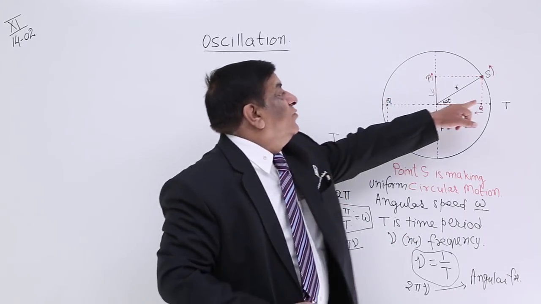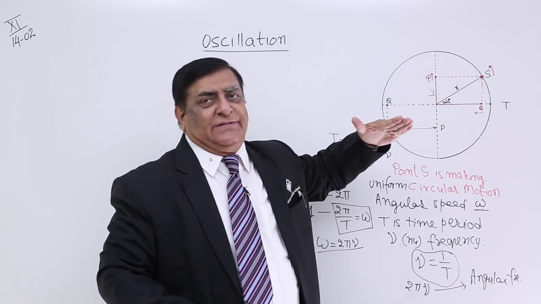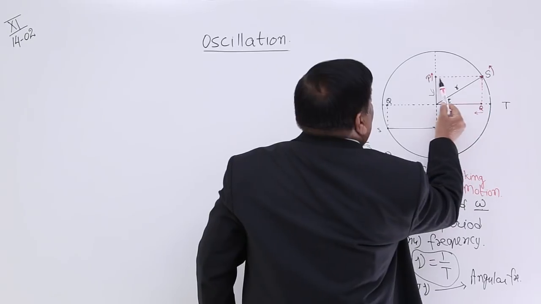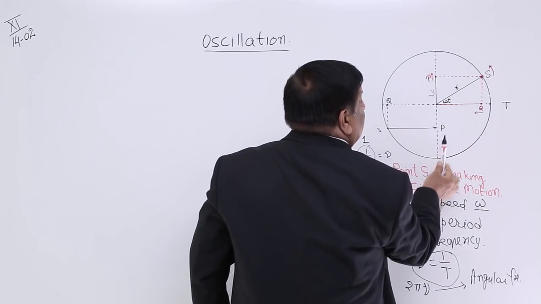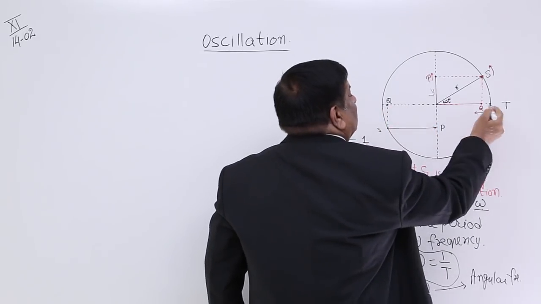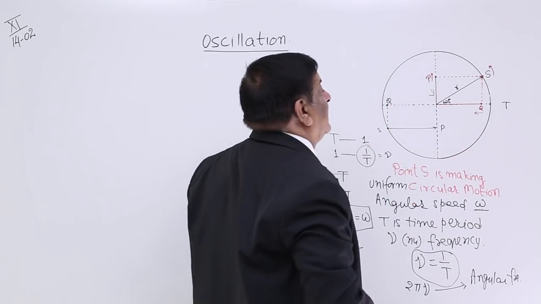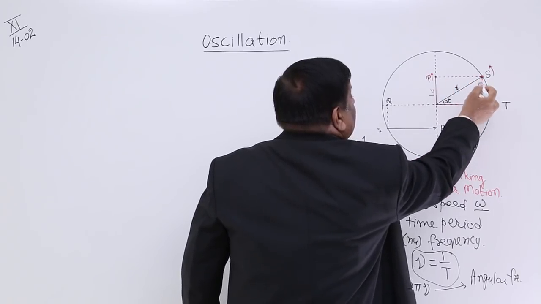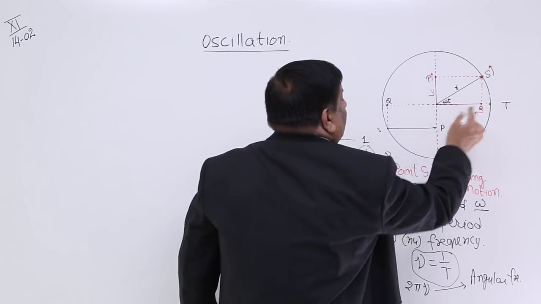Okay, this is moving with this. Now we come to the next thing. We have dropped one perpendicular on this diameter and one perpendicular on this diameter. Let us say x diameter, y diameter. Now this P is the foot of the perpendicular from here, Q is the foot of the perpendicular here.